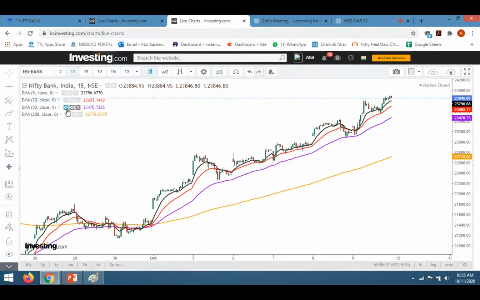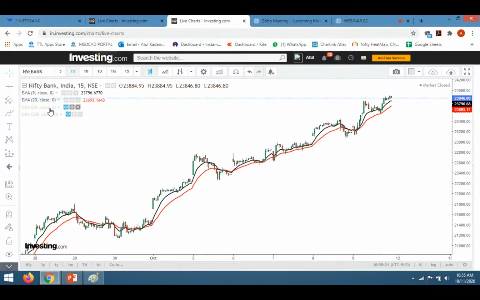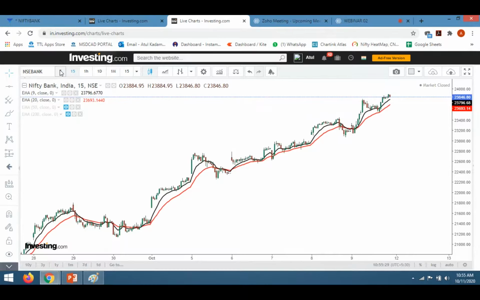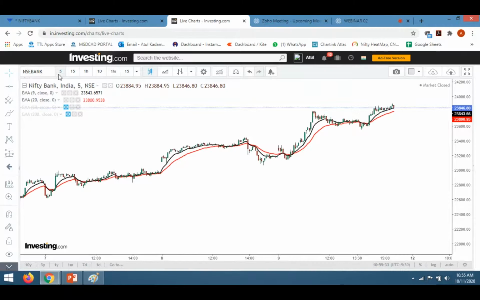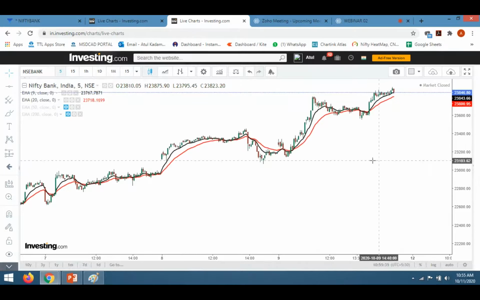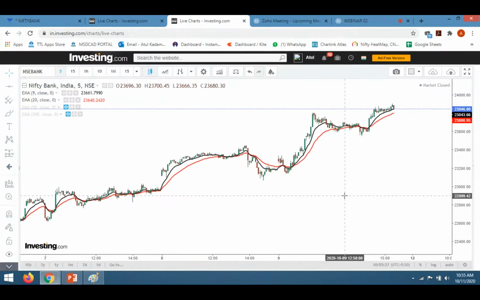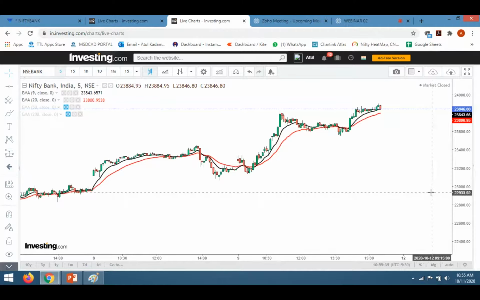So as of now, I have the 50 and 200. I will explain it later. So this is for long term or mid term, but for intraday I'm using 9 and 20. Okay, so if you see on my screen, I use the 5 minute time frame for Bank Nifty. If you guys are trading Bank Nifty, how to use these moving averages?